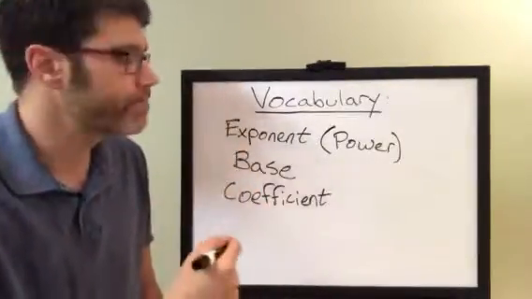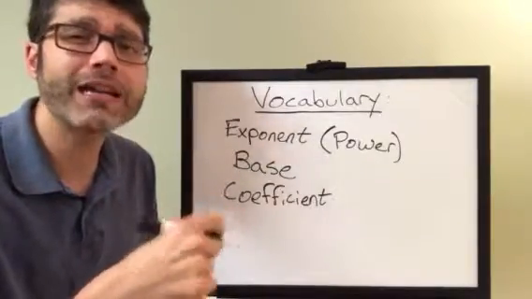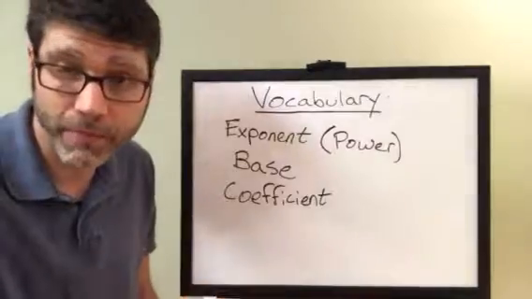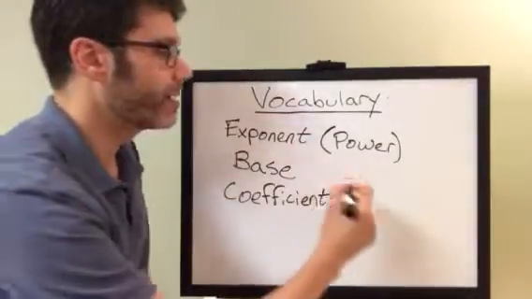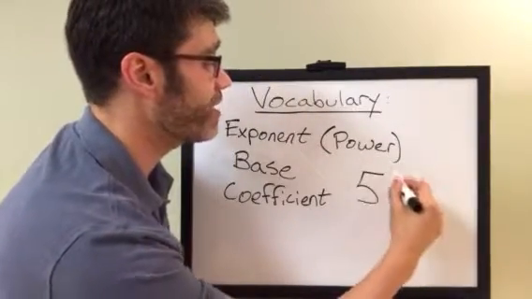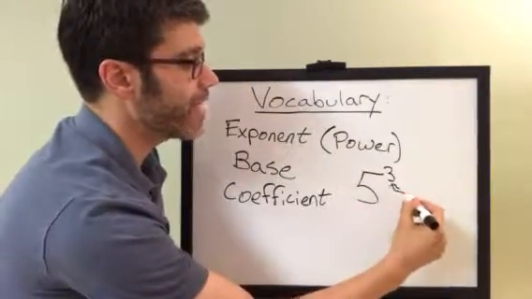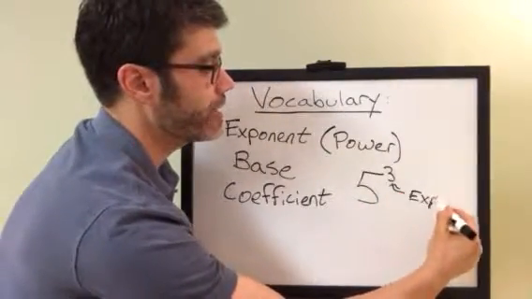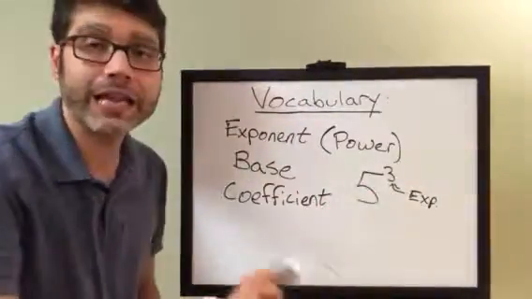What is an exponent? An exponent is a number that is telling us how many times another number should be multiplied against itself. All right, let me explain on the board right here. Let's say that I have 5 to the third. 3 right here is the exponent. I'm just going to say exp, short for exponent. So 3 right here is the exponent.